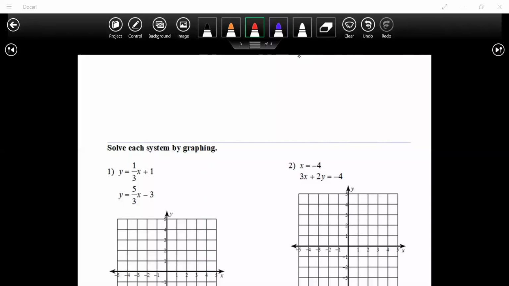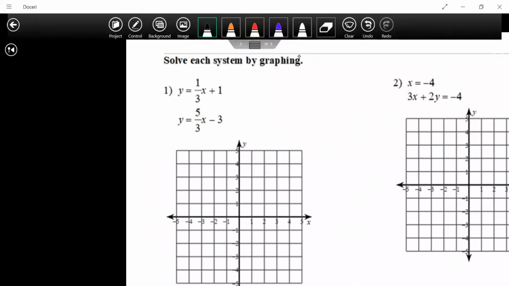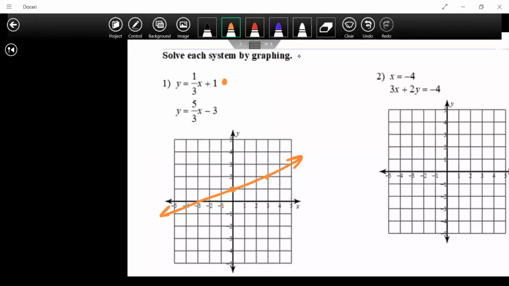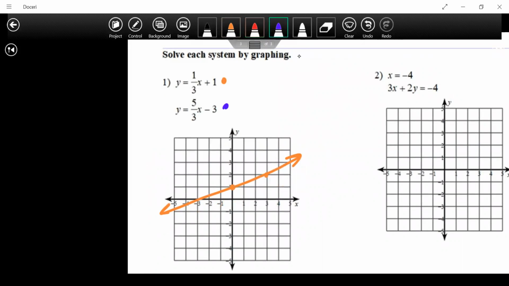Okay, so for our first ones here, I'm going to graph my intercept. Then I'm going to go up 1 over 3 from that point, so I have my line going through this. Freehanding it. For the bottom one, I'm going to go down 3 to start on my y-intercept, and then go up 5 over 3. The intersection of those two is my solution, which is 3, 2. That should be your first answer.